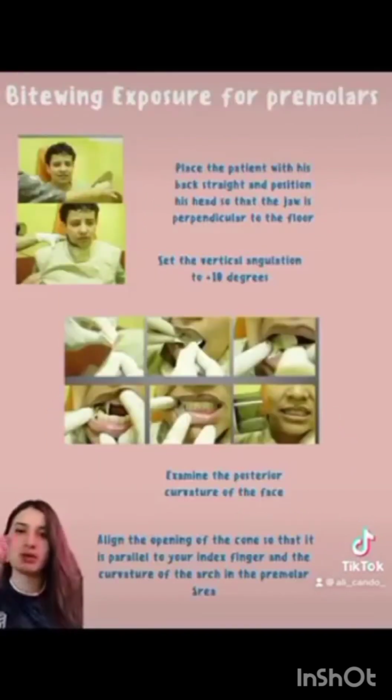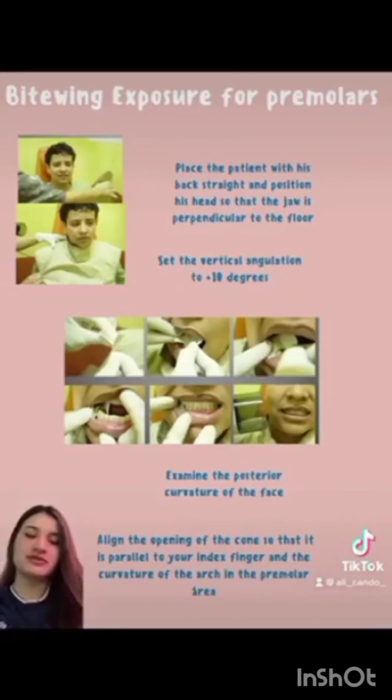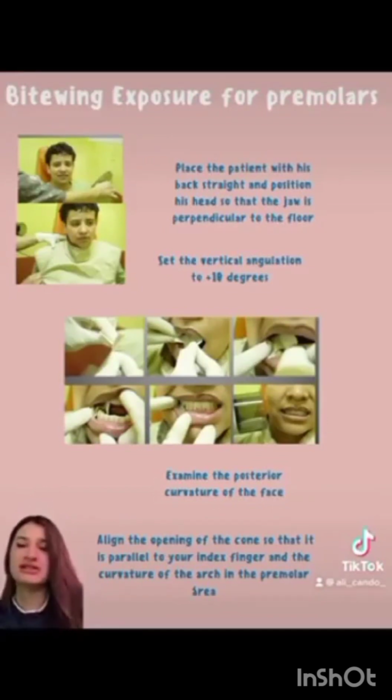Now we have bitewing exposure for premolars. First, put the radiographic apron on the patient, and now place the patient with his back straight and position his head so that the jaw is parallel to the floor. Look in front of the patient and set the vertical angulation to plus 10 degrees. Now set the horizontal angulation, and now examine the posterior curve of the arch.